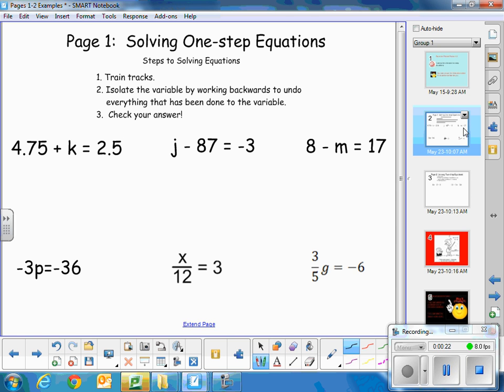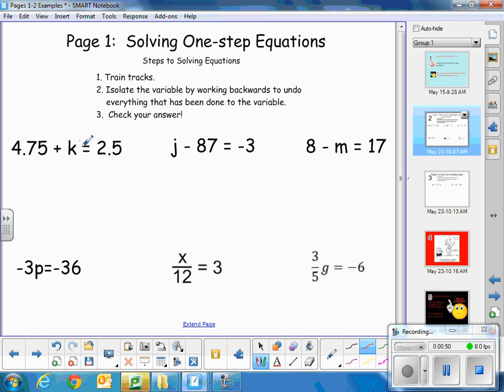The general set of directions for all equations is to first start off by drawing the train tracks so you can visually see the two sides of the equation that have to be equal to each other. Second, you're going to go through a series of steps to isolate the variable by working backwards to undo everything that's been done to the variable. It's sort of like reverse order of operations. And last, you'll want to check your answer to make sure it's correct.